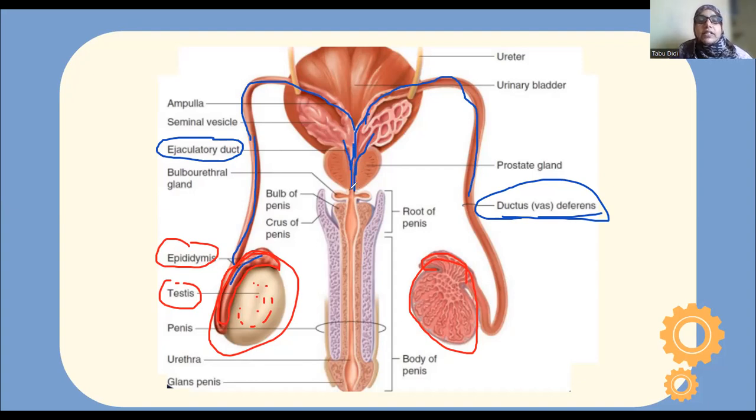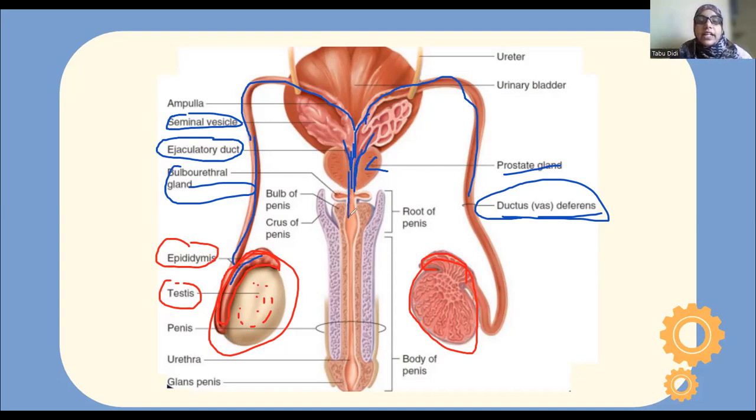This common ejaculatory duct has surrounding glands, like the seminal vesicle, the bulbourethral gland, and the prostate gland. These are the glands which will secrete certain substances, certain fluids, which help in nourishment and in giving a proper pH and environment to the sperms. Then, another gland is the bulbourethral gland, which is marked over here.